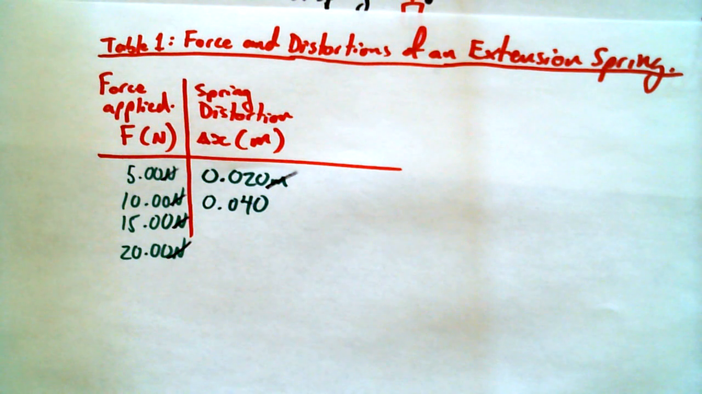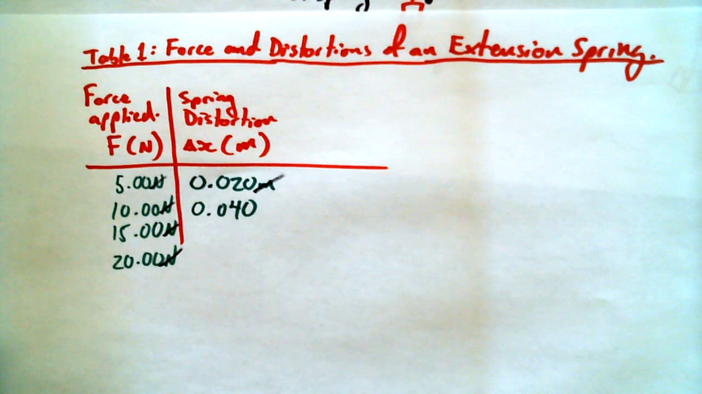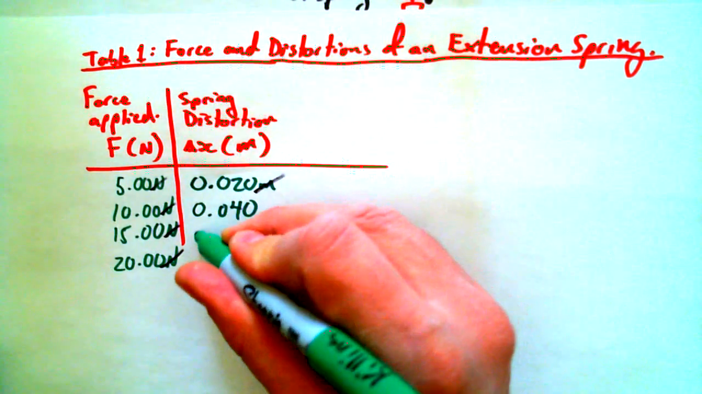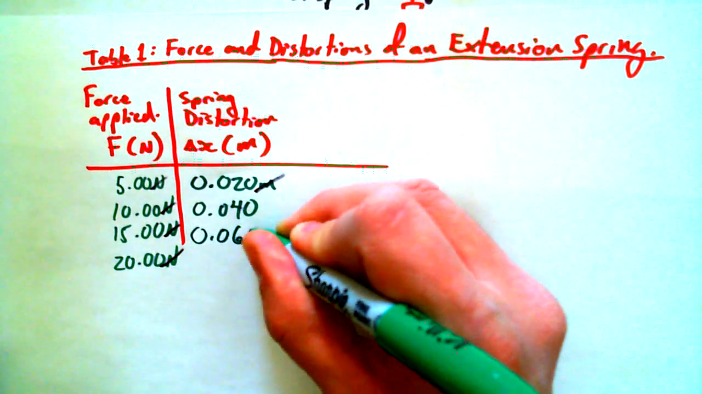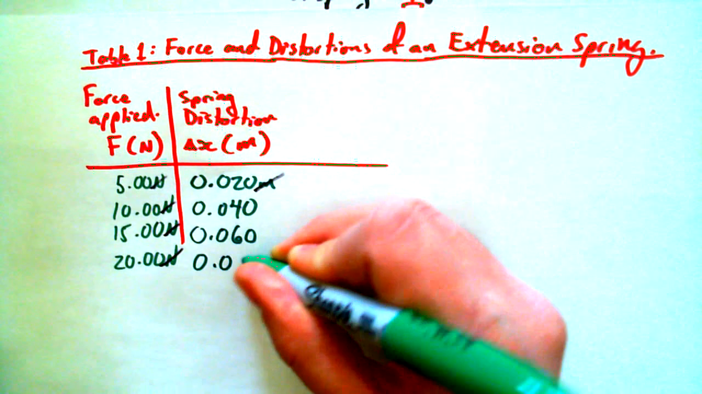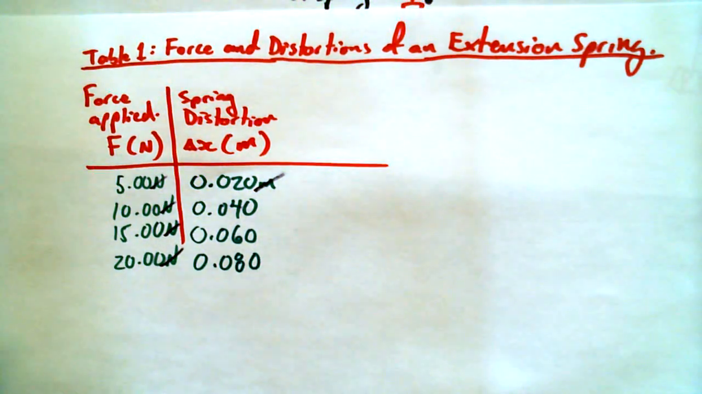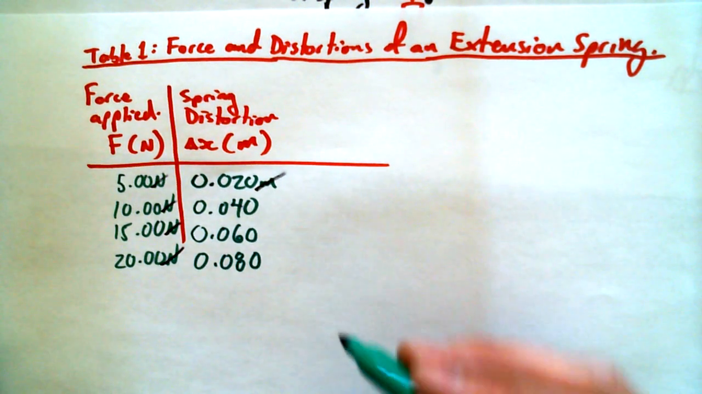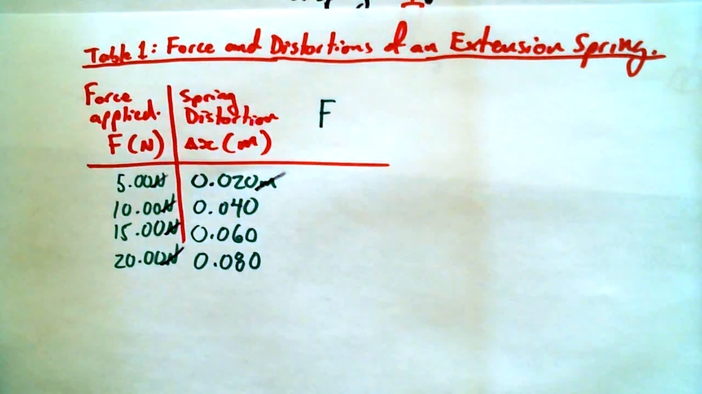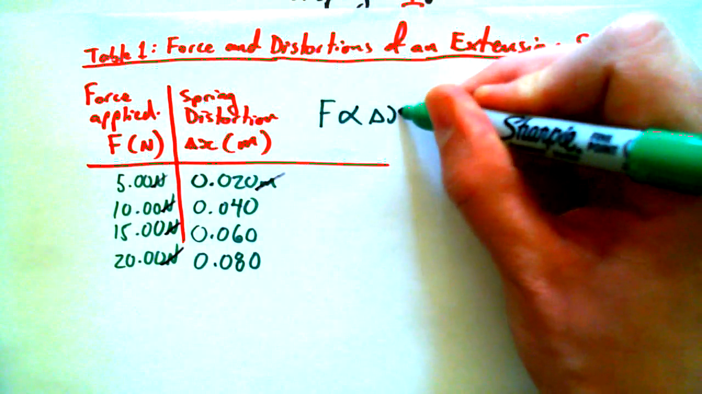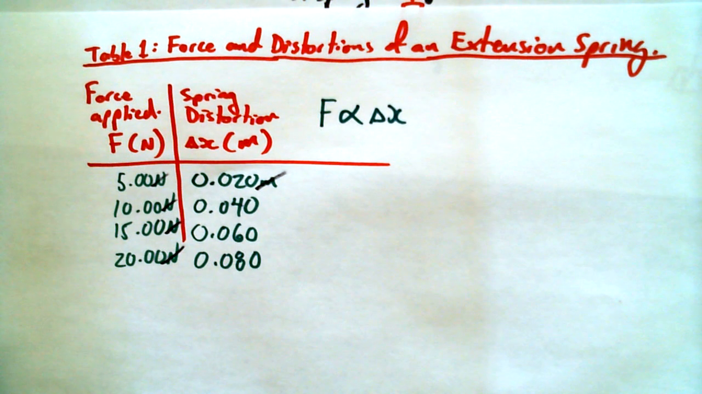What do you think the next one would be? What do you say? Why would you say that? It turns out that it would be about that. Experimentally it would be about that. Assuming that our spring is ideal, if our forces went up in equal increments, the stretch should go up in equal increments. What we're claiming is that the force that I apply to a spring is proportional to the amount that it stretches by. In other words, if I apply more force to a spring, it's going to stretch more. If I apply less force to a spring, it stretches less.